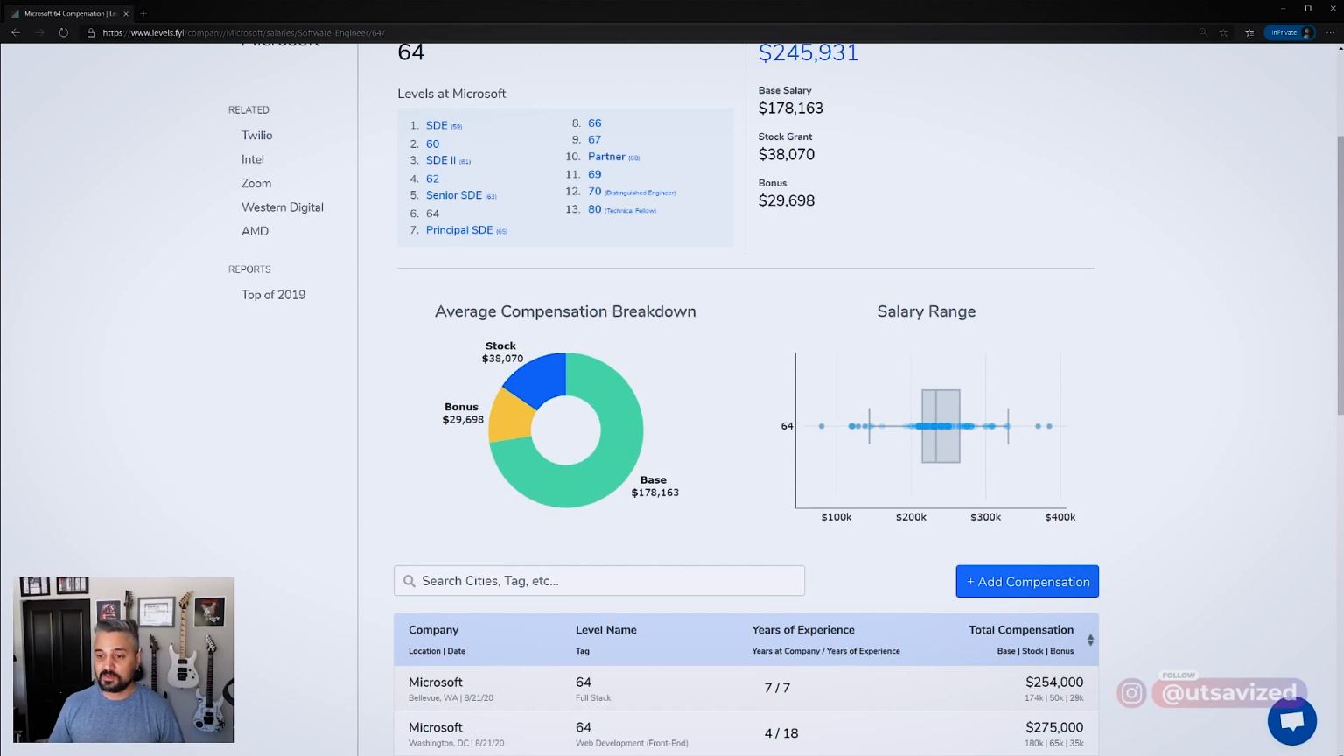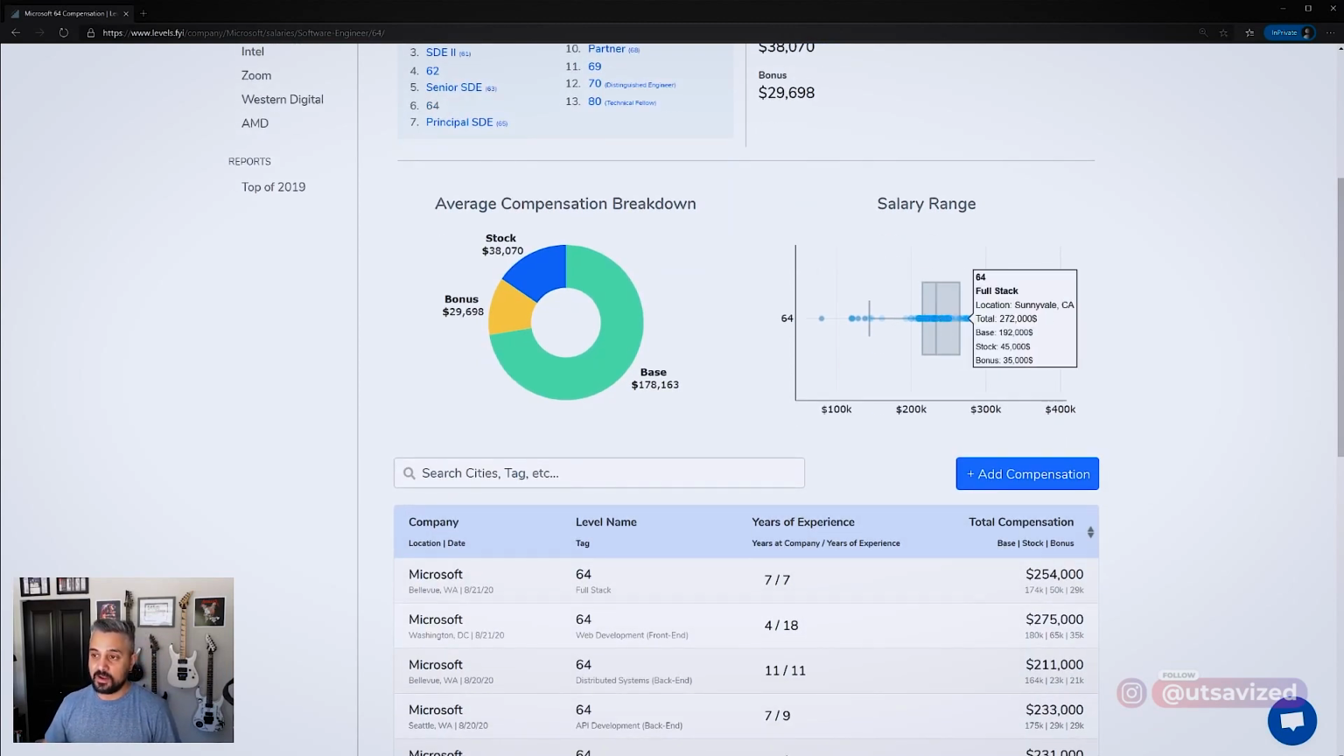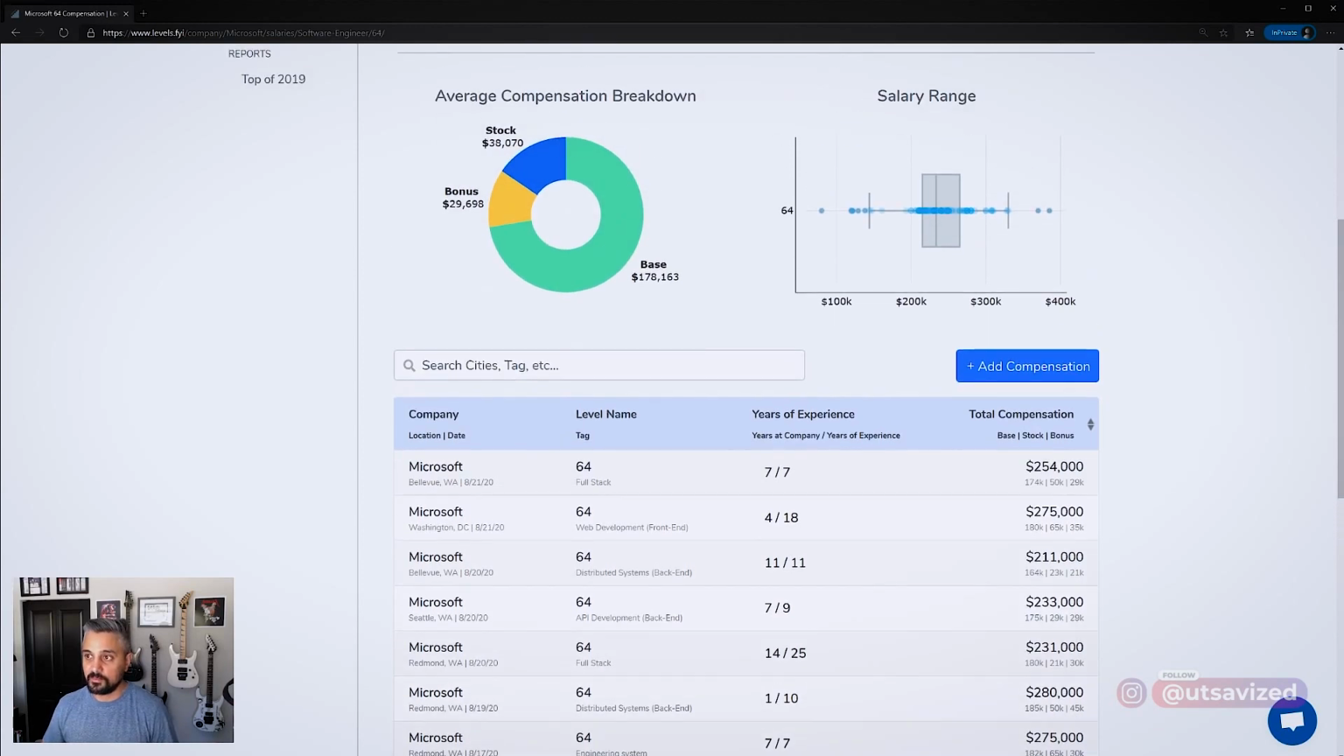So just having one data point about, hey, this person makes this much salary and I should expect the same, is not accurate. You'd get disappointed that way. If you have a good range, then you can base your expectations according to that. To make my point clear, this person has 7 years of experience and they're level 64, and their total comp is around $250,000.